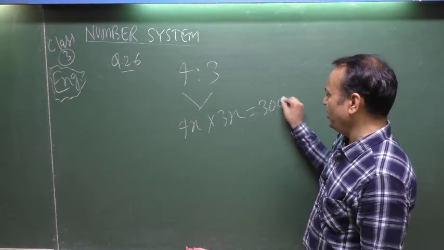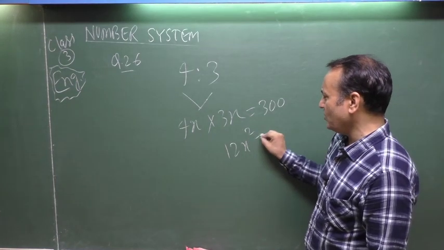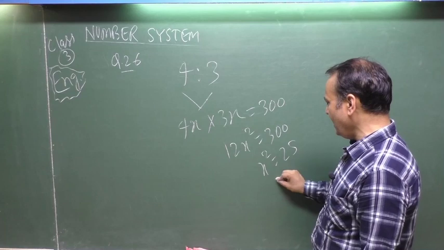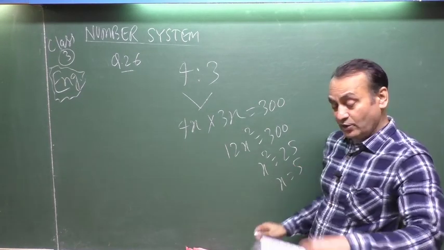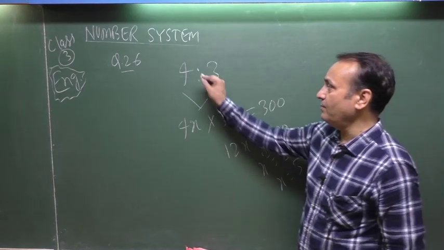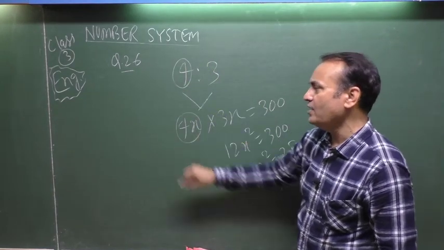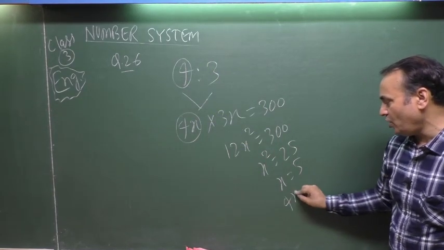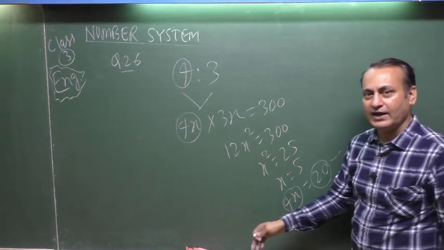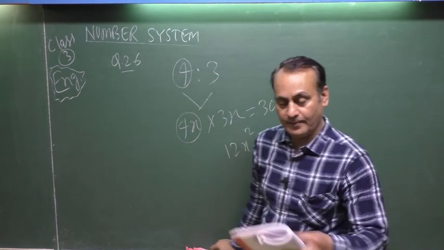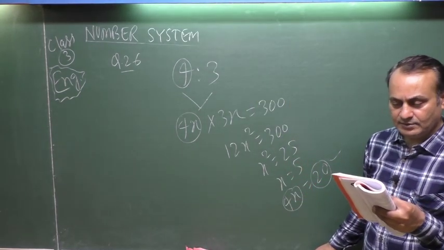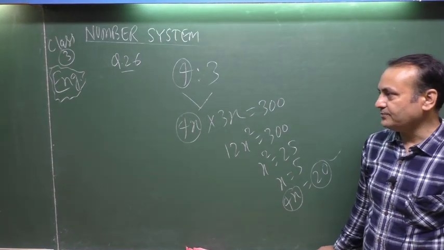This is 300. 12x squared equals 300. x squared equals 25. x equals 5. Then the question demands, find out the bigger number. Bigger number is 4x. 4x equals 4 fives, which are 20. This is your final answer. Note down. I will be dictating one note here as well. This is your right answer.